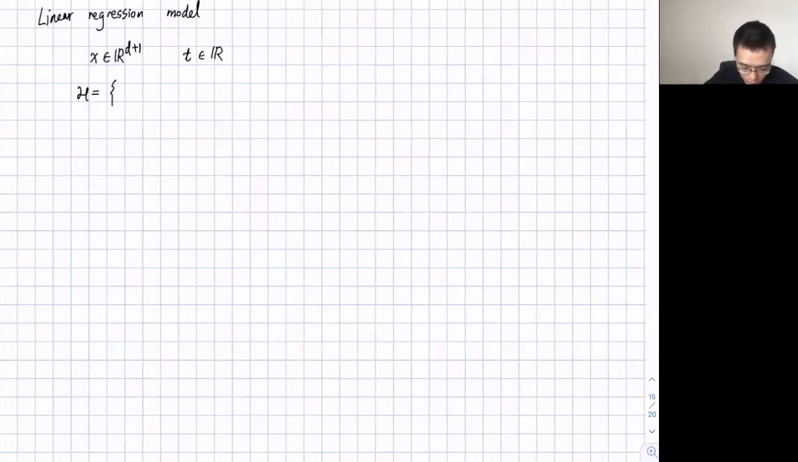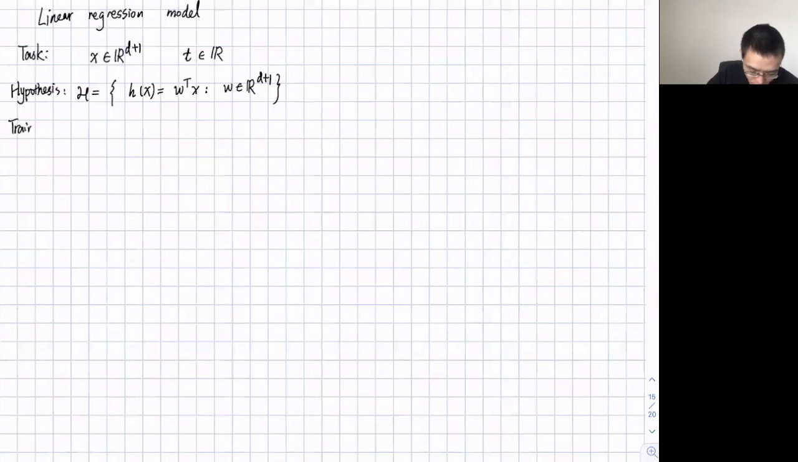So the hypothesis class is h(x) = w^T x, such that w is in R^(D+1). This is the extended feature. In the extended feature space, we have D+1 dimensions, and it's a linear transformation. Then the training set, so this is my task hypothesis.